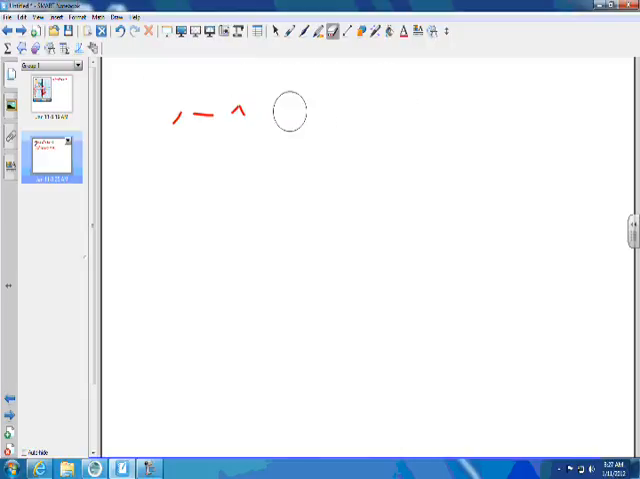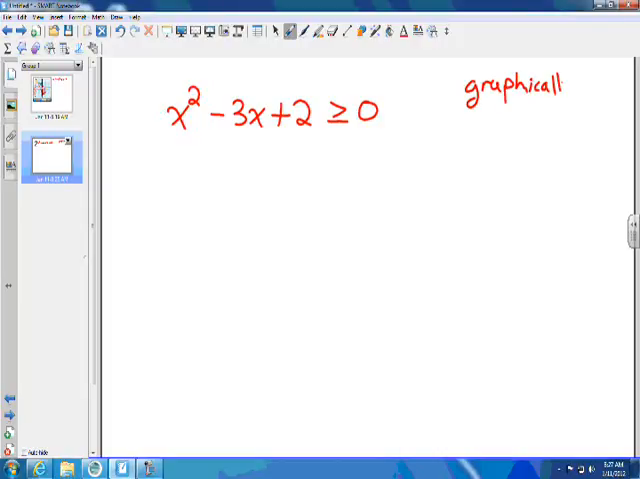And with most Algebra 2 stuff, there is more than one method to solving these. I'll cover both, and I really don't care which one you use on your homework. X squared minus 3x plus 2 is greater than or equal to 0. This first method will be solving graphically, which should tell you you're going to be graphing it.